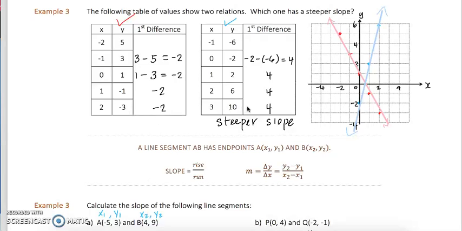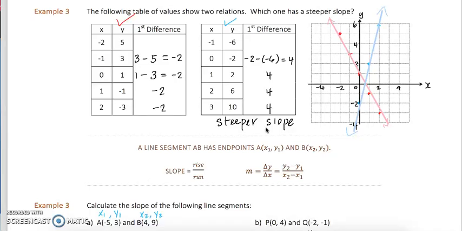In the second table of values, once again, the first difference is calculated by taking the current entry, -2, and subtracting the previous entry, -6. So simplify that, you get 4. As you go down the list, you notice that all of these subsequent rows have the same first difference. And this is a characteristic of any linear relation. You always go up or go down by the same value.